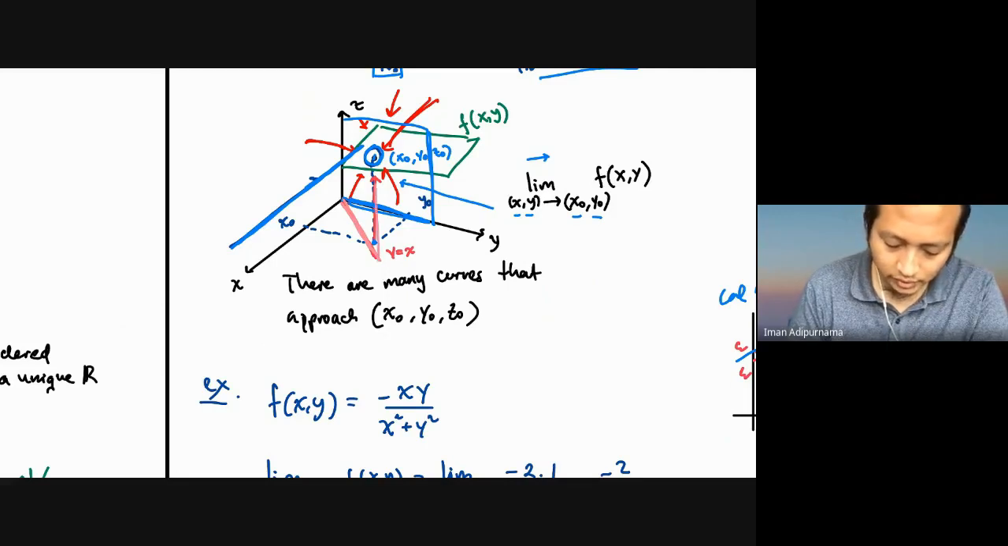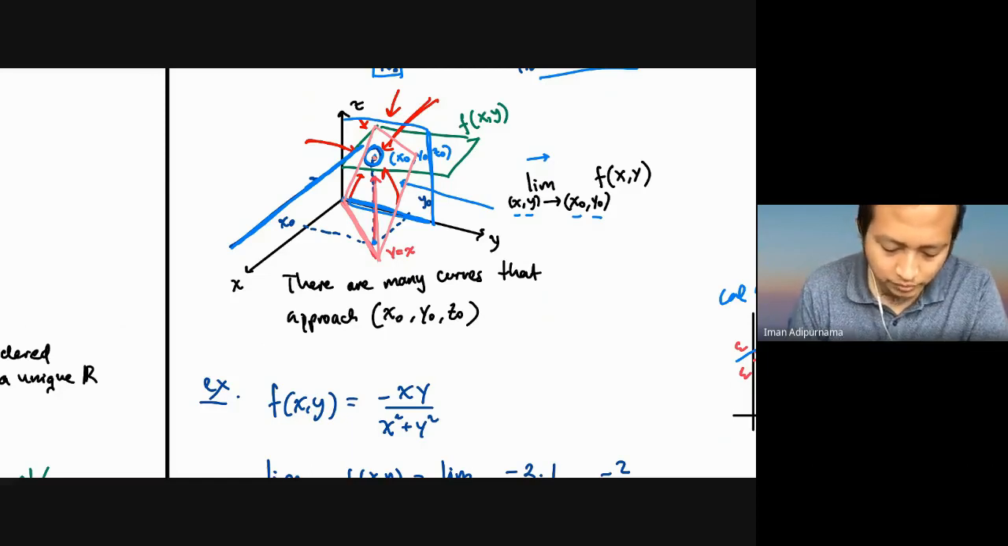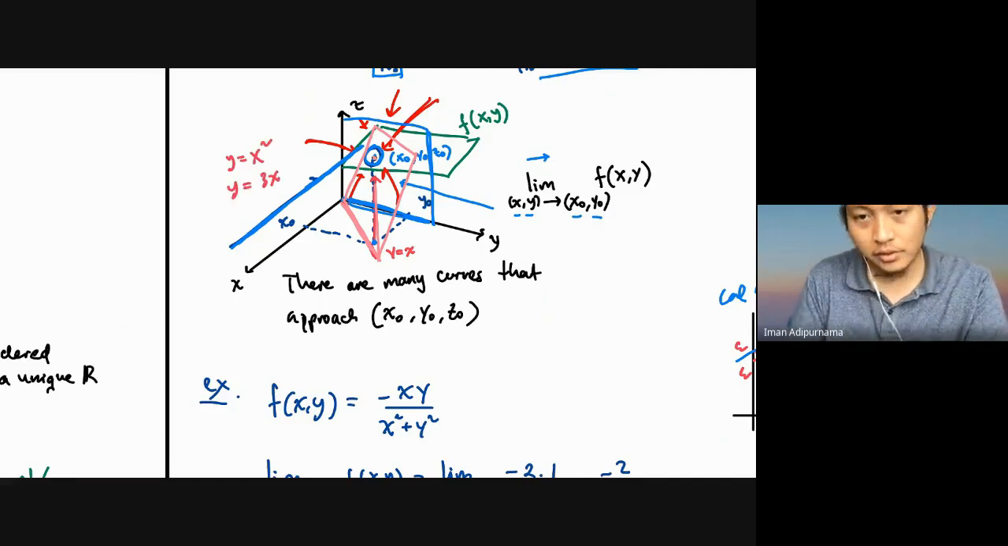and you can see that it might form a plane that has the point x0, y0, and z0, right? So it can also approach that way. Well, if you have any random y equals x squared, y equals 3x, etc., and so forth, it also can be approaching x0, y0, and z0.